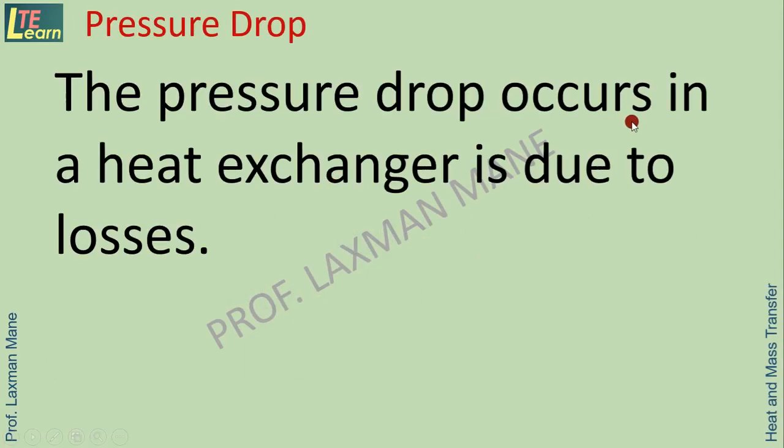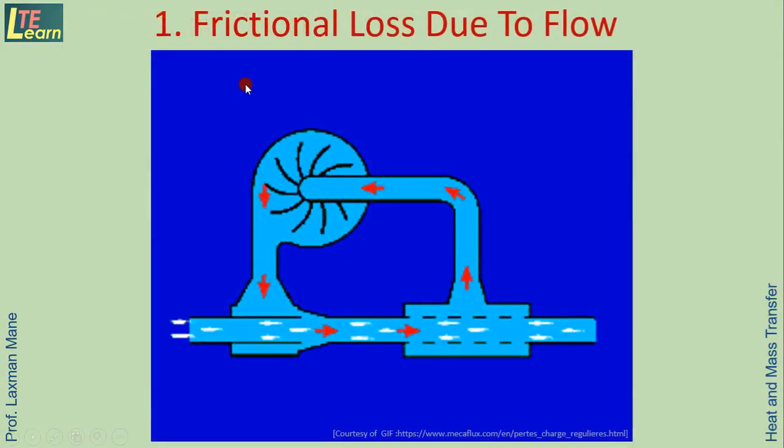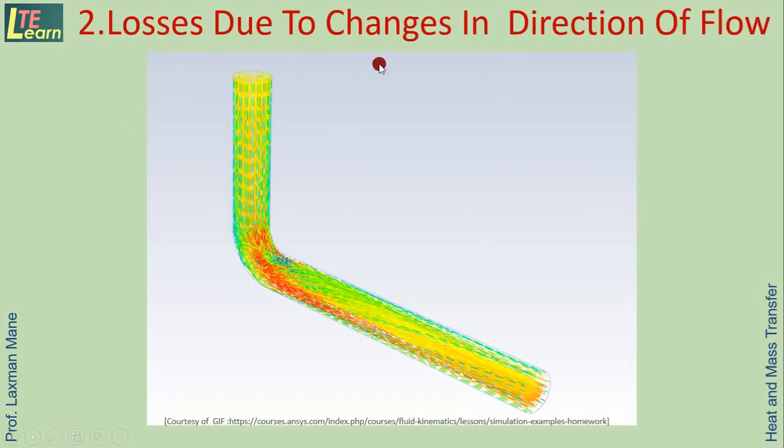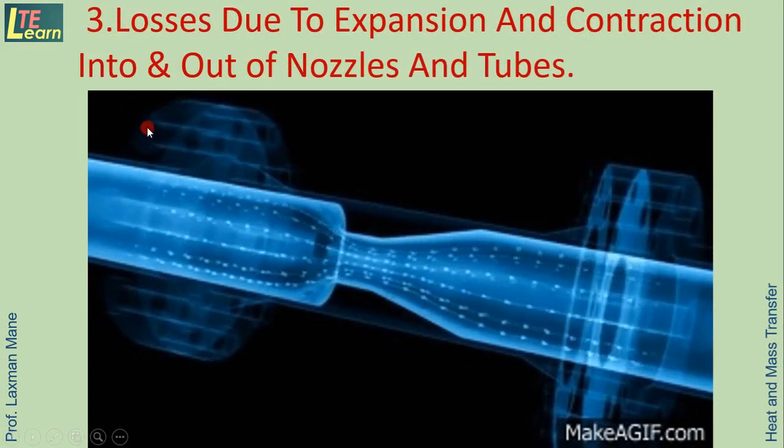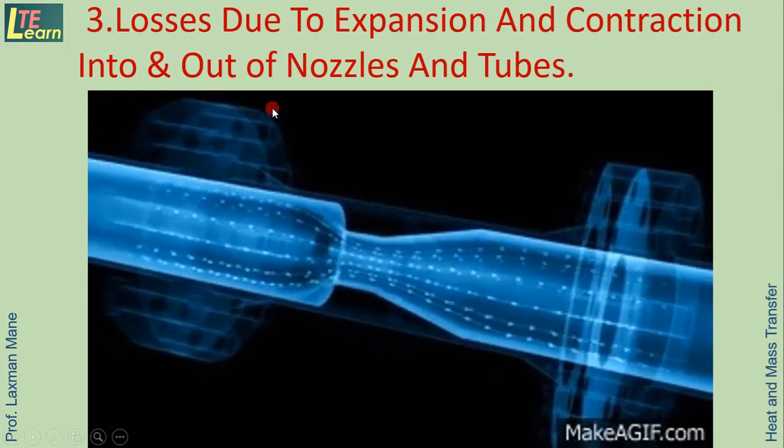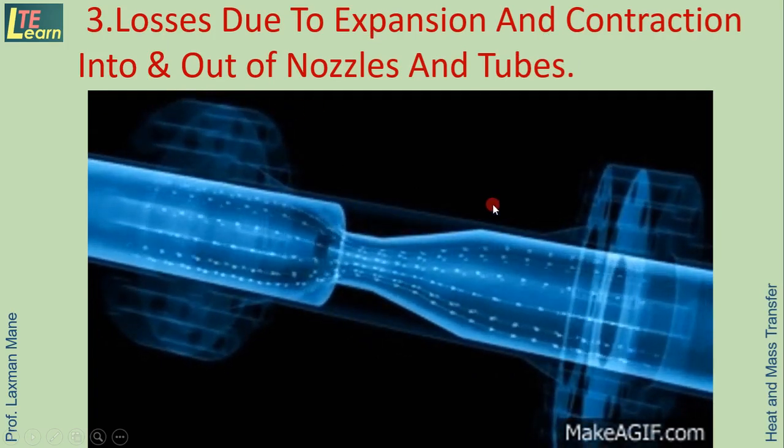The pressure drop which occurs in a heat exchanger is due to losses. The first one is frictional loss, which occurs during the flow. The second loss occurs due to change in direction of flow. And third, loss due to expansion and contraction, which occurs into and out of nozzles and tubes.